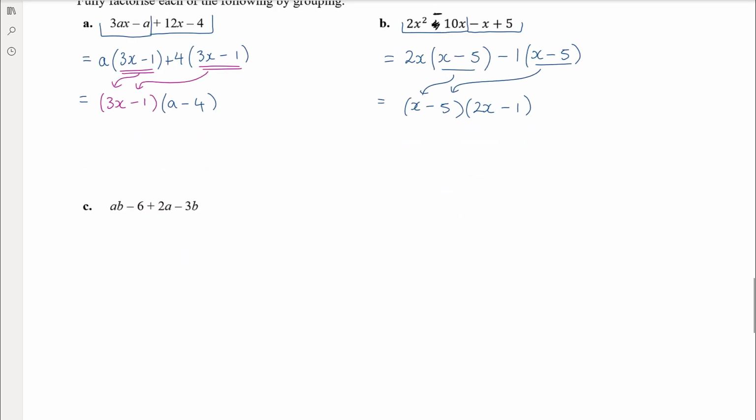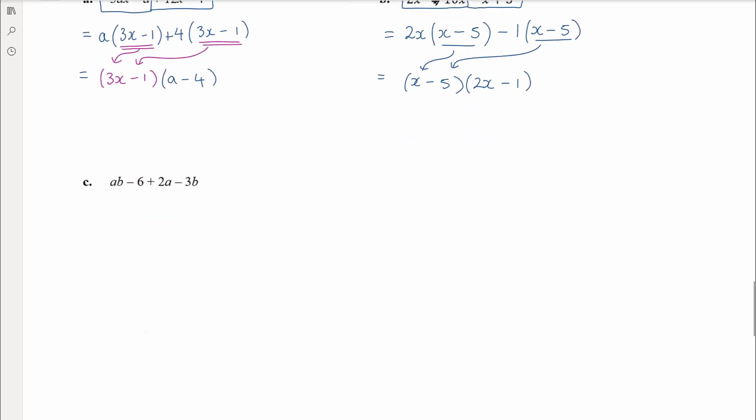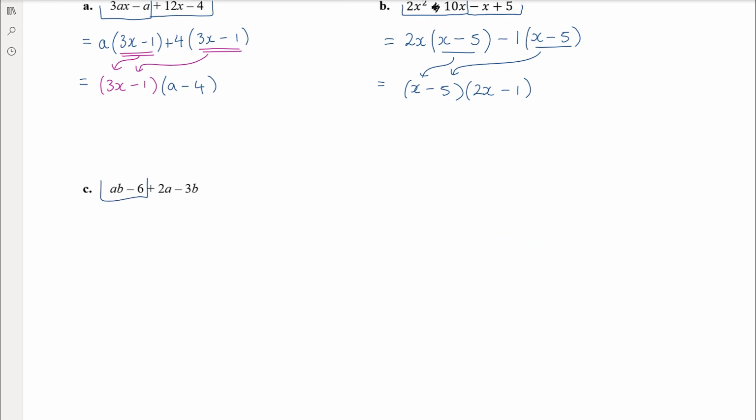Okay, and then part C, we want to use factorizing by grouping. So in its current order, it's not that helpful. There's no common factors between the first two terms. There's also no common factors between the second two terms. So let's think about rewriting it. And you could do this in a couple of different ways and it would still work. In fact, I might show you that it will still work. I'm going to think about doing ab minus 3b and then plus 2a minus 6.